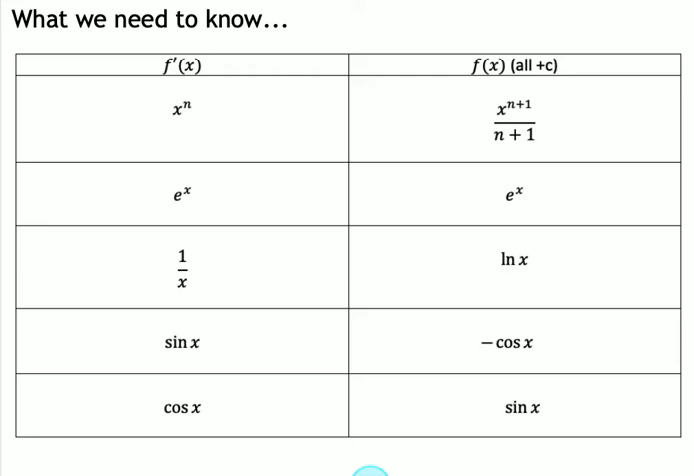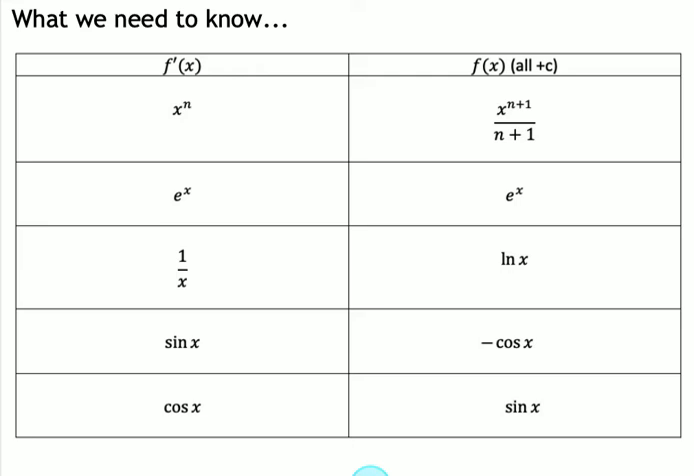Okay, so on to what we actually need to know. X to the n, we've already covered that in Year 12. So we add 1 to the power and divide by that new power. e to the x will become e to the x when you integrate it, just like differentiation.